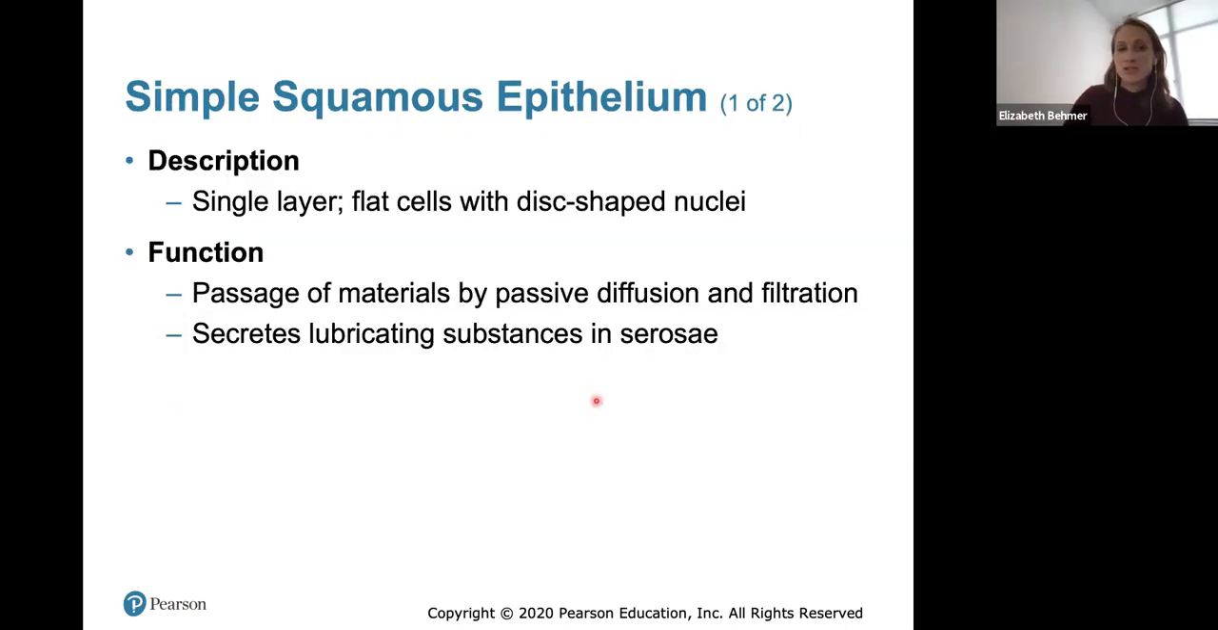So simple squamous, now we're going to go through each relatively quickly, but feel free to use this PowerPoint as you're filling out your lab packet and as you're studying for lab as well.